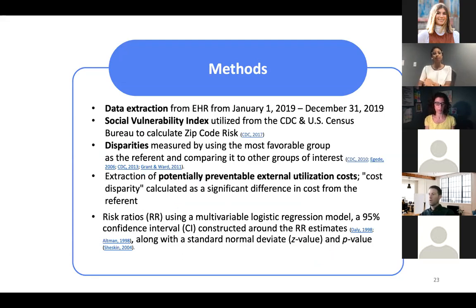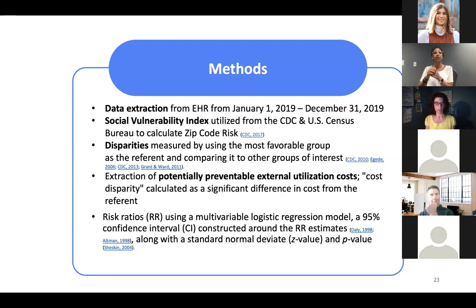Okay, so starting with methods, we first performed a data extraction from the electronic health records, and we did this from January 1st, 2019 to December 31st, 2019. Our data pipeline used ICD-10 codes, clinician notes, general EHR, and hospital records in order to identify our variables. Next, we used that SVI index, like we just previously talked about.